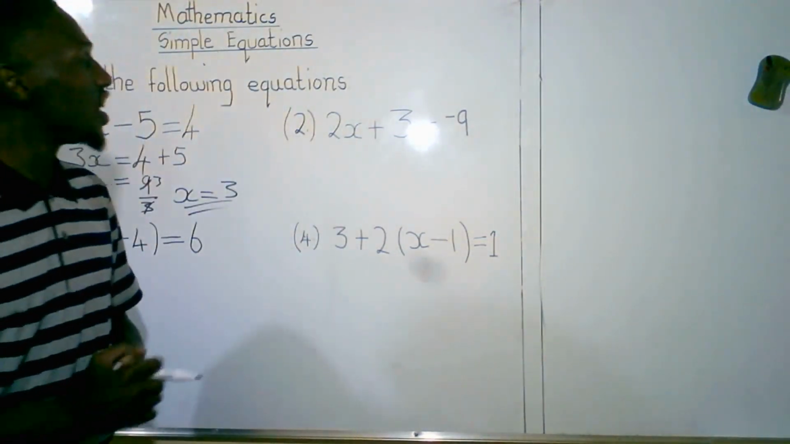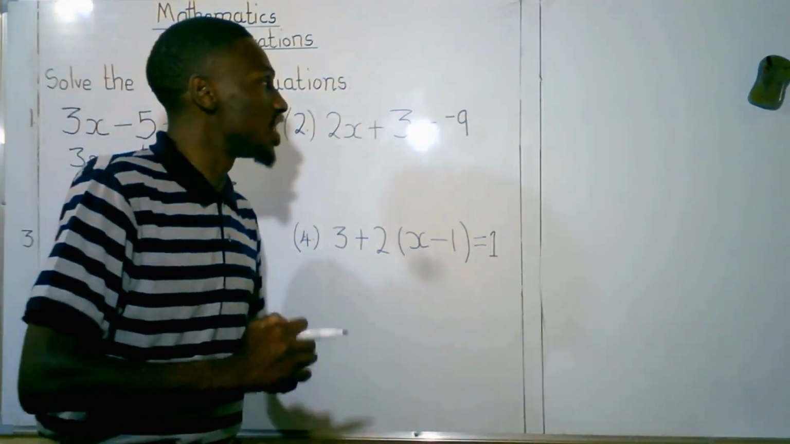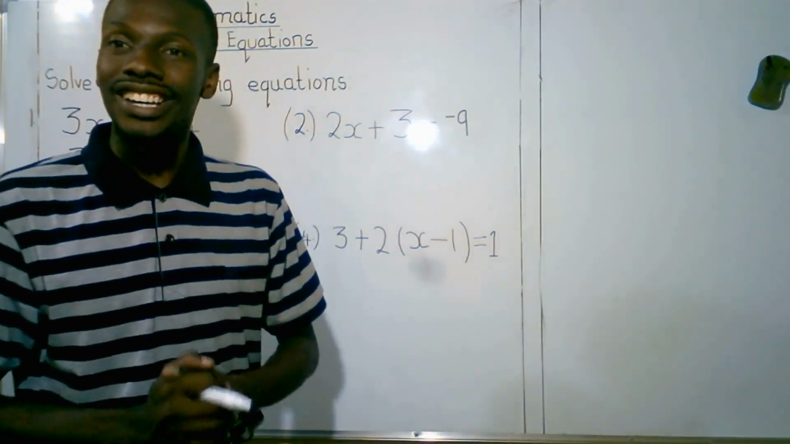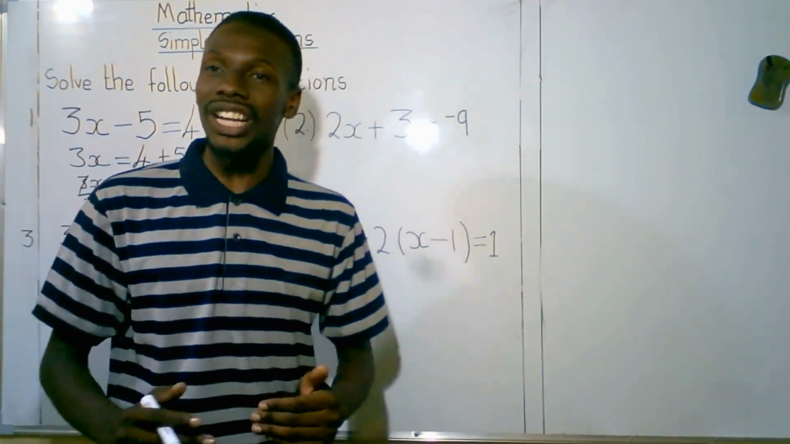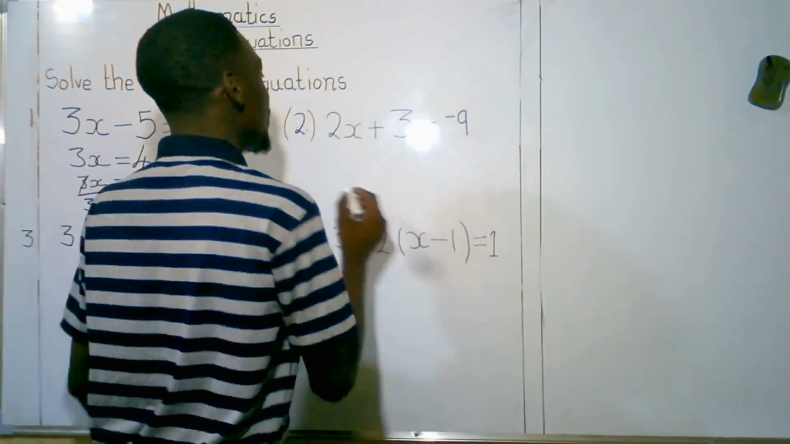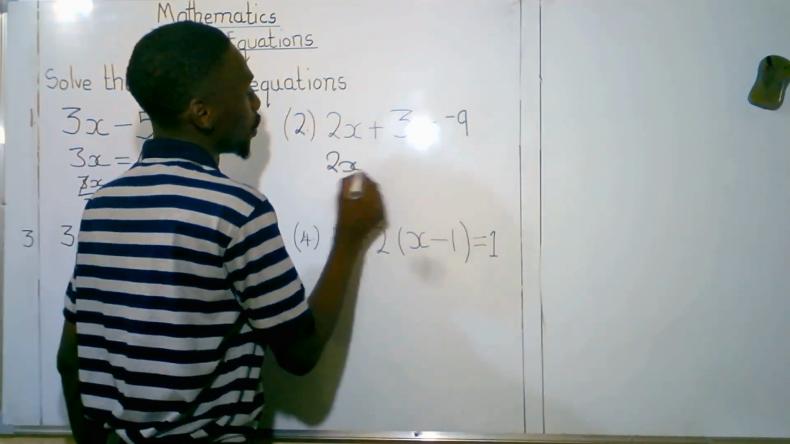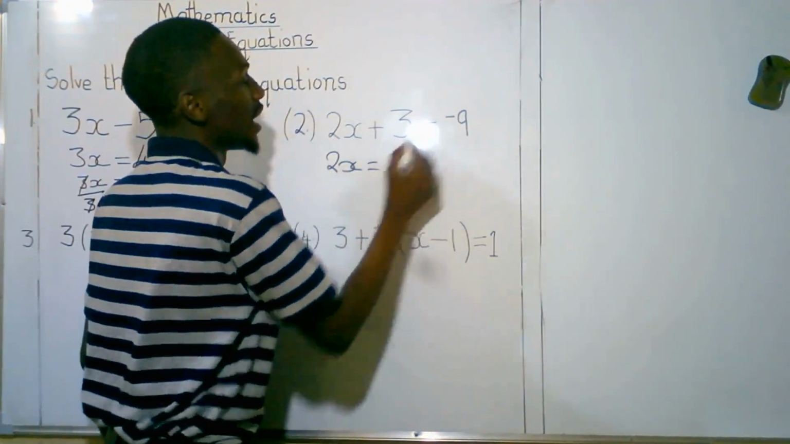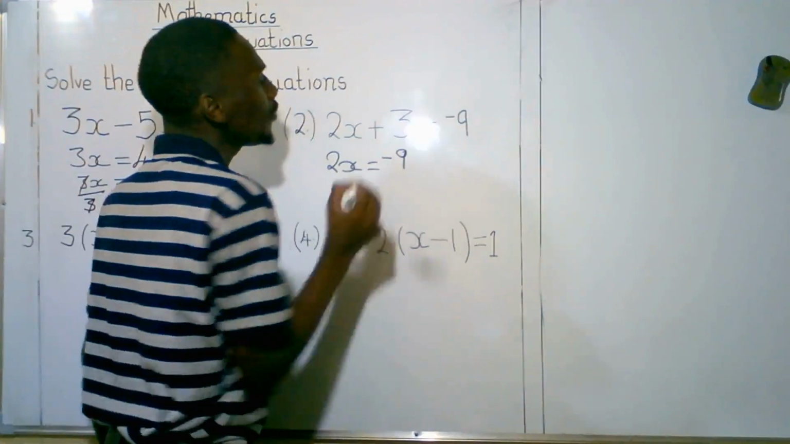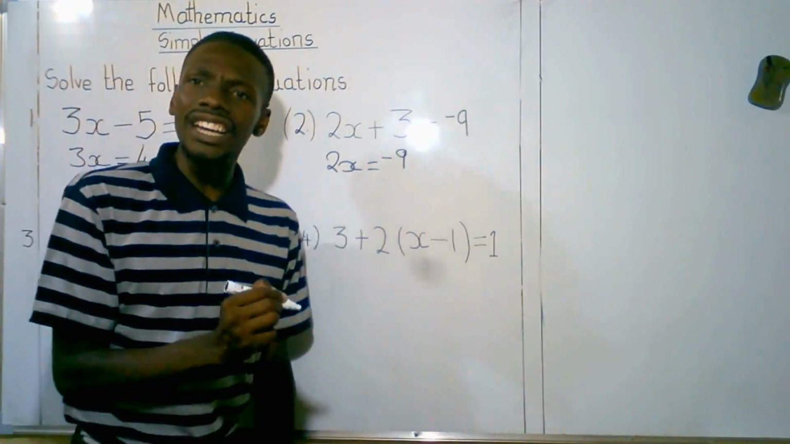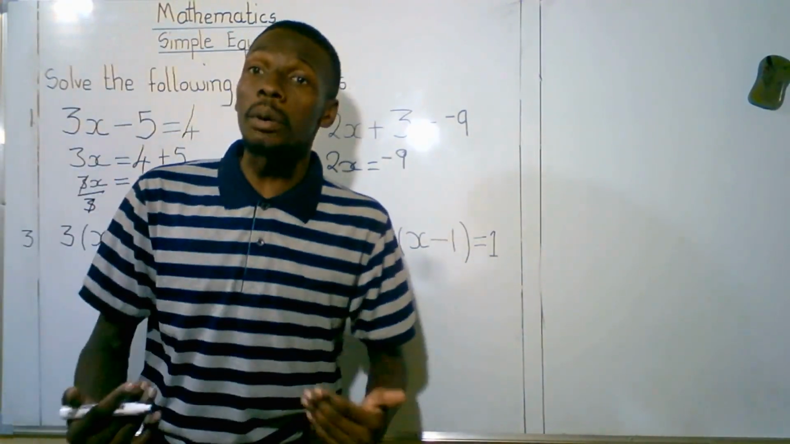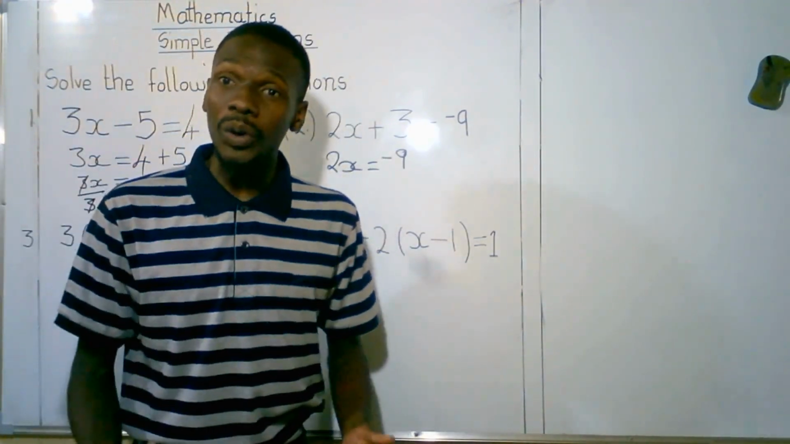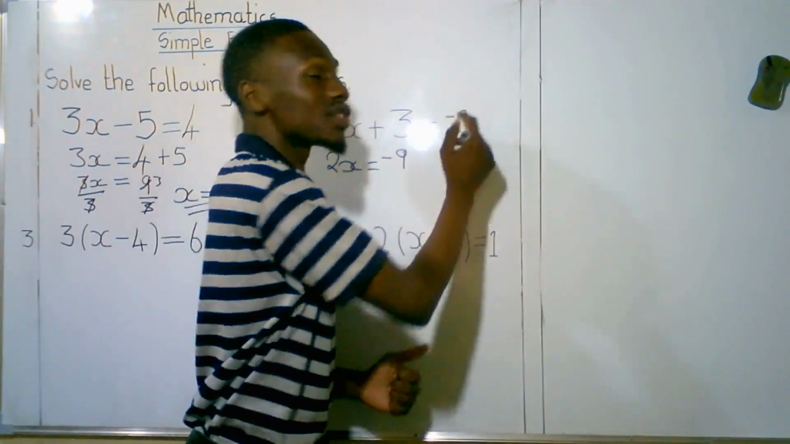So we're saying 2x plus 3 is equal to negative 9. What are you supposed to do? Very good. First, we need to collect the what? The like terms. So we're saying 2x on its own is equal to negative 9. Negative 9 and positive 3 are like terms because they are both numbers. So what are we going to do? 3 is going to cross the equal sign.